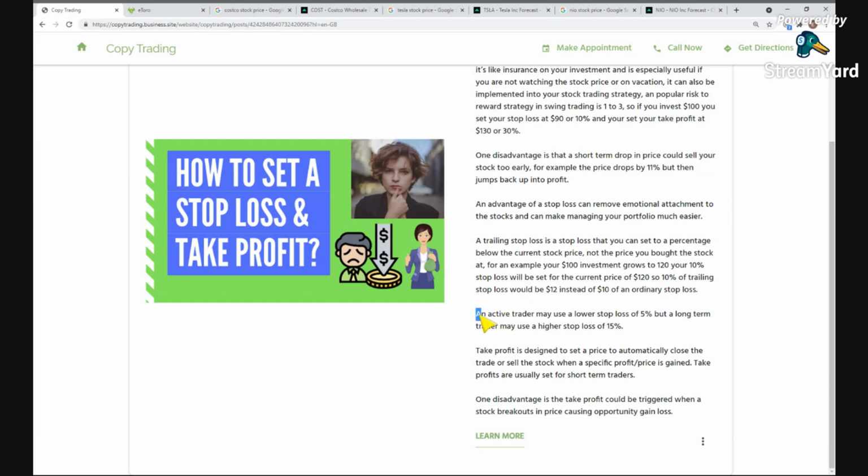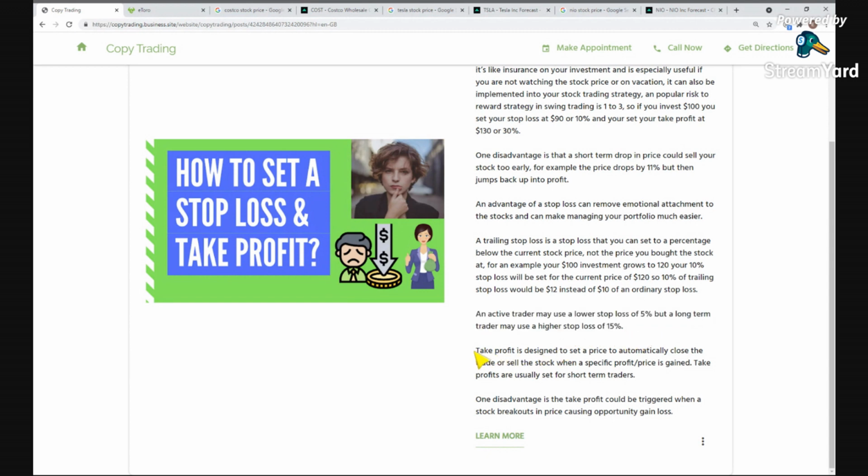Okay. So an active trader may use a lower stop loss of 5%. Like for day trading, I don't use a stop loss, but I'm watching the stock. If it goes below 2.5%, I'll usually sell, because if you're going to lose 2.5%, I want to protect the 1 to 3% profit that I look for each day, and I set it to 2.5%. But 5% if you're short term, and a long term trader may have a higher stop loss of 15%. So longer term, a higher stop loss.